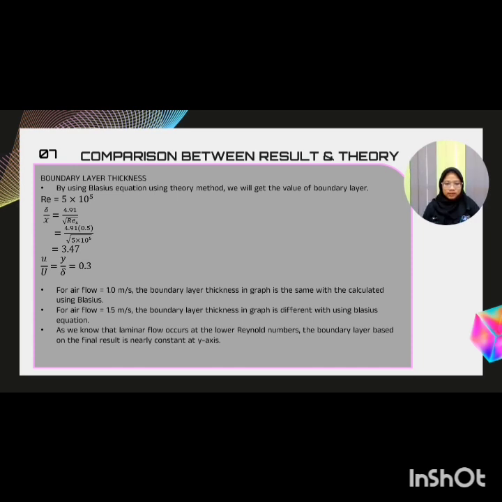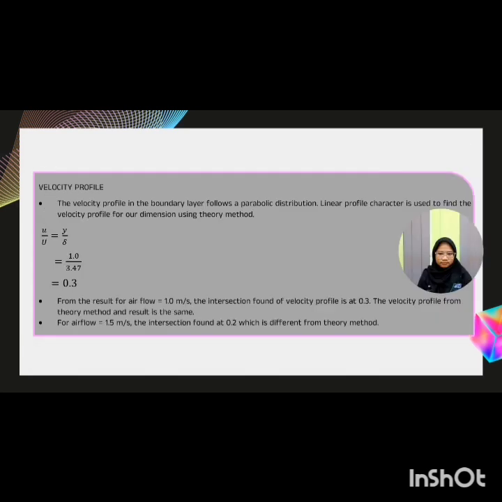So we compare the result and the theory. For the airflow 1.0 meter per second, the boundary layer thickness in the graph is the same as the one calculated using Blasius's equation. And for the flow 1.5 meter per second, the boundary.